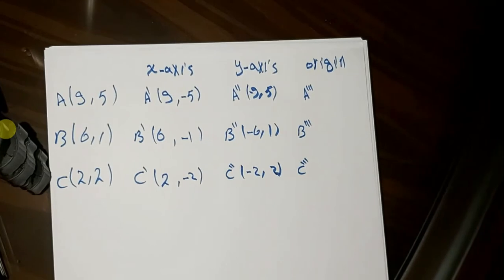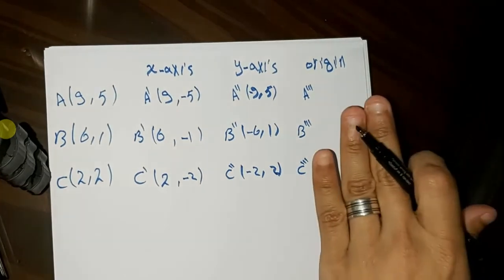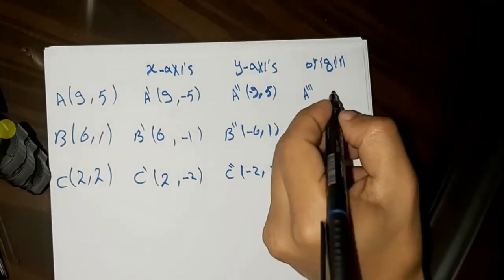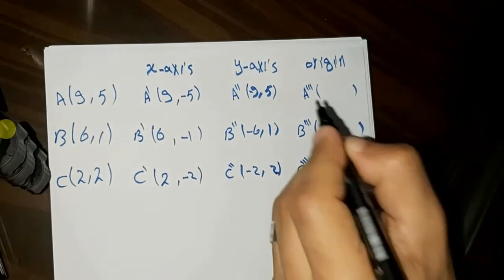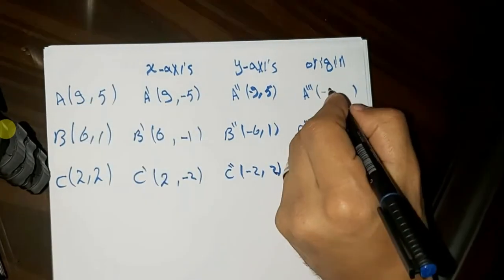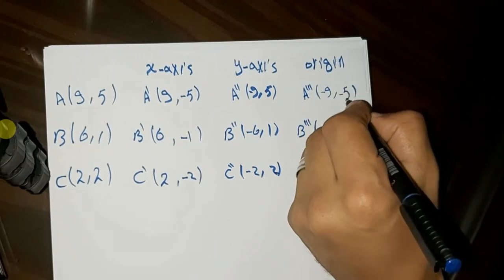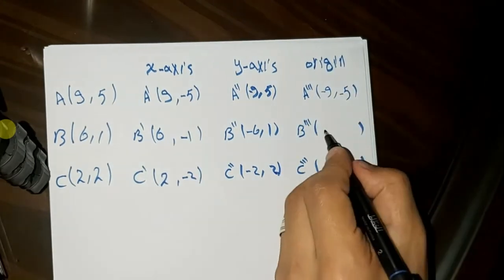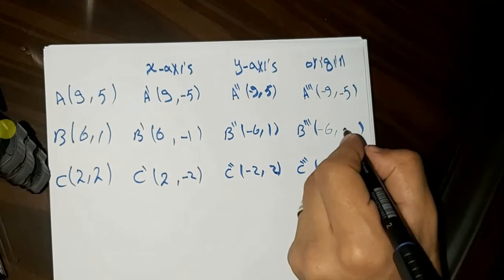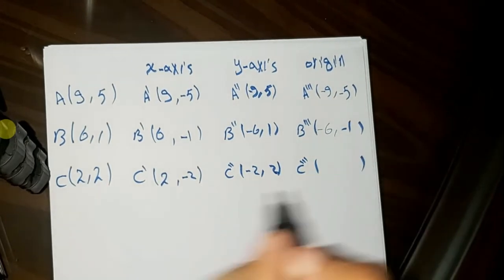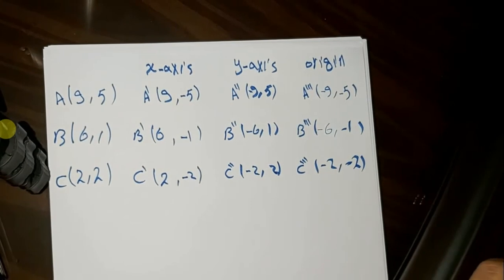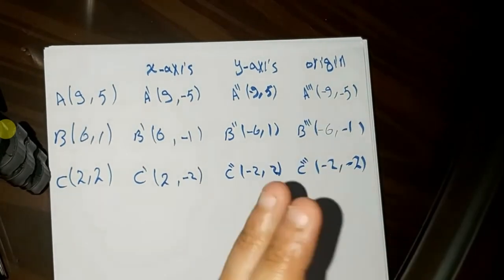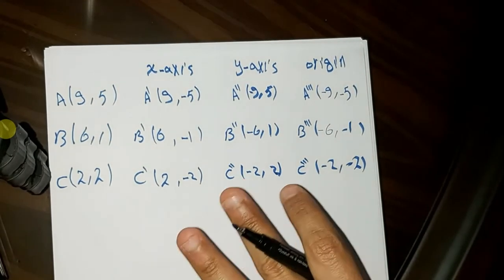The last one, if we want to find the reflection on the origin point, we will change the sign, the direction of x and y. So 9 will be -9 and 5 will be -5. 6 will be -6 and 1 will be -1. 2 and 2 will be -2 and -2. Now we finished the first part.